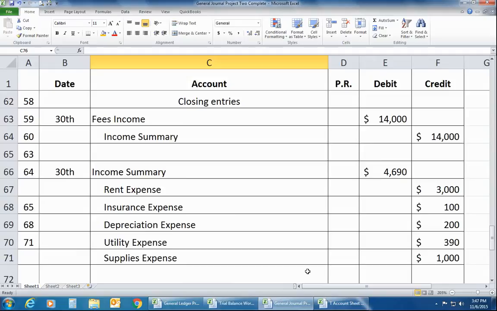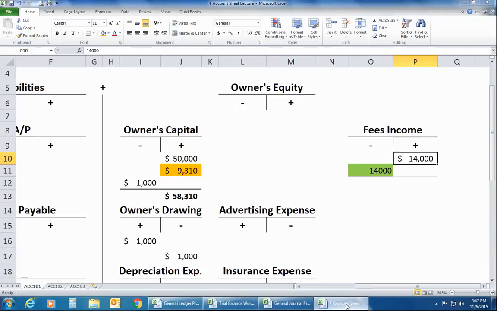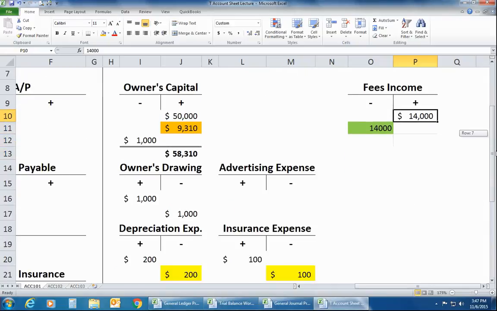But before we start moving in with the actual entries themselves, let's go back to our T accounts and take a look at this process and what's actually going on here. The first thing that we're going to do as part of the closing process is zero out our fees income account. We've got a balance in there of $14,000, and that is a credit balance because fees income has a normal credit balance. So to zero this out, we need to do a debit entry of $14,000. That's going to leave us with a balance of zero.